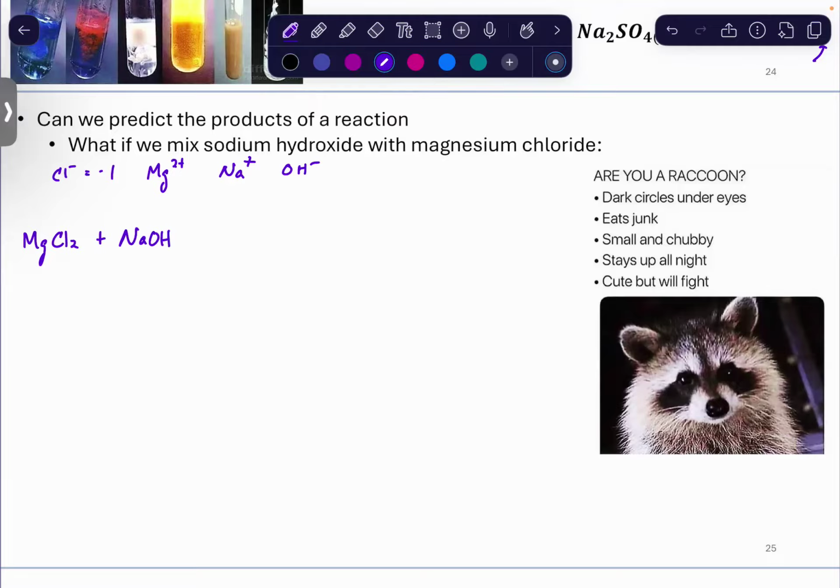plus sodium hydroxide. And actually, I want to back up a little bit. Remember, we have our solubility rules, so you want to go check those. And you'll find that your magnesium chloride is aqueous. Your sodium hydroxide is aqueous. For example, this sodium hydroxide is soluble by rule number 1. So again, you're going to want to go back and check that. So then the question is, what are the products of this reaction going to be?